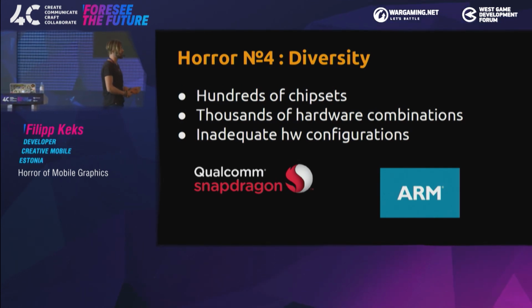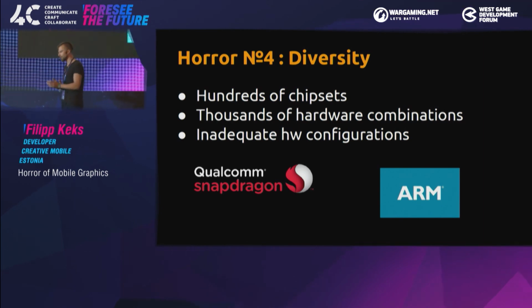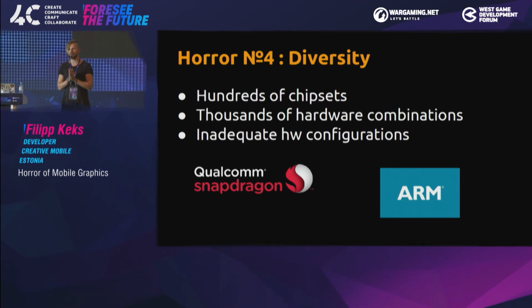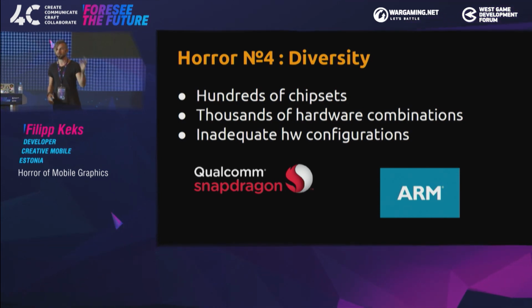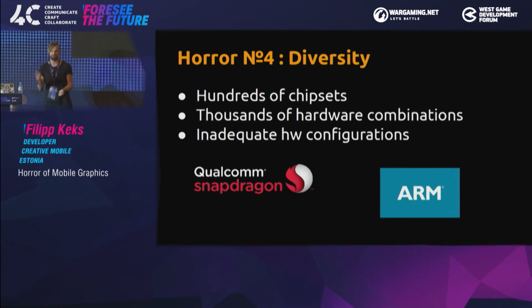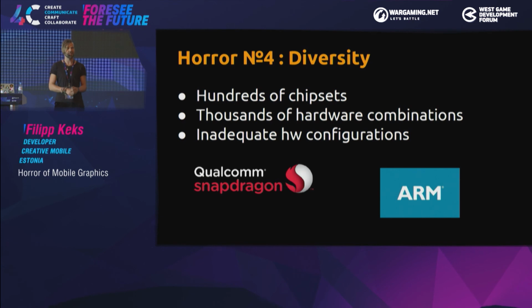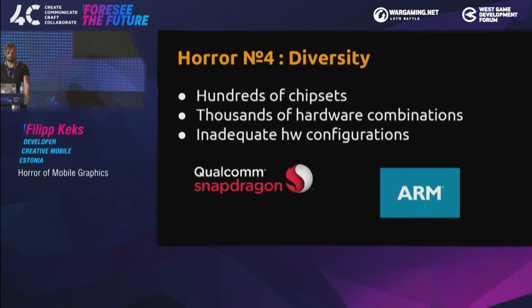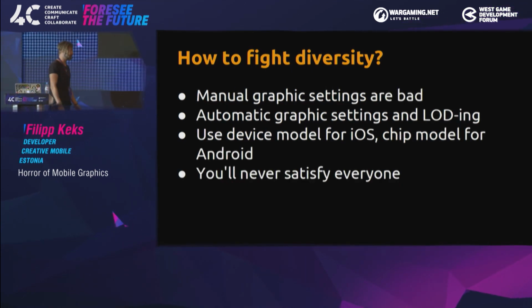Horror number 4, diversity. This has less to do with iPhones, more with Androids. There are a ton of different chips, tons of different combinations of GPUs and CPUs, and what's more, a lot of mobile phone manufacturers use really odd combinations of chips. So they use a really high performance CPU and a low performance GPU, and they can't work together efficiently. These capabilities cannot be used efficiently.